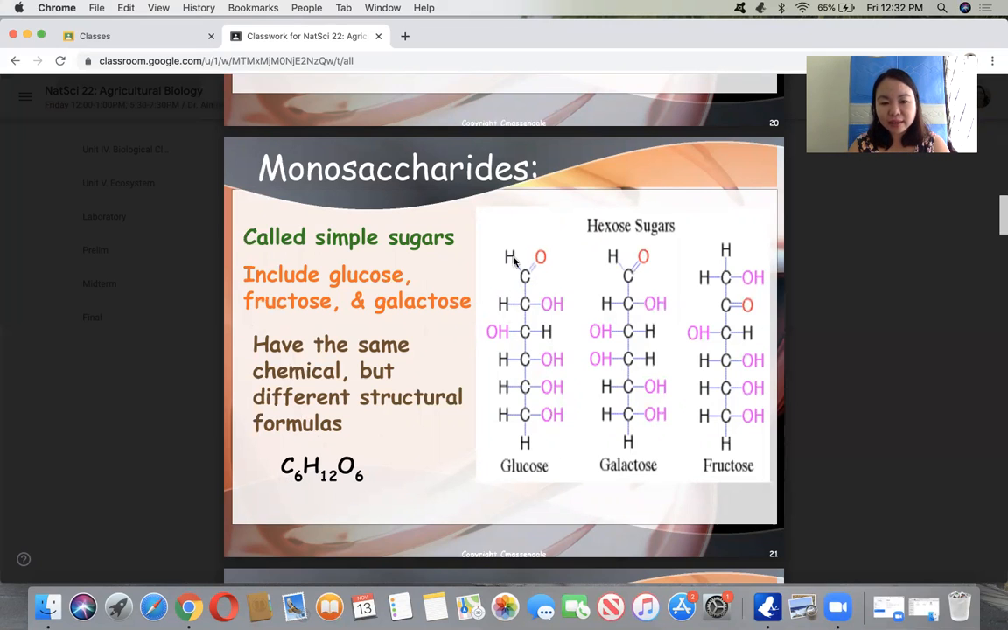C6H12O6. They have the same chemical formula, which has 6 carbons, 12 hydrogens, and 6 oxygens all in all, but they differ in structure as shown on the figure. Sugar figures here: this is the glucose structure, the galactose structure, and the fructose structure. As you can see here, the difference is for the fructose. So this is the main difference here. But in here, it is a bit flipped for glucose and galactose.